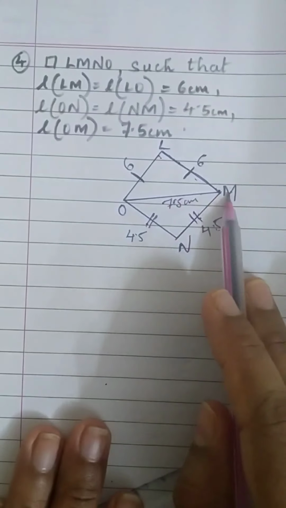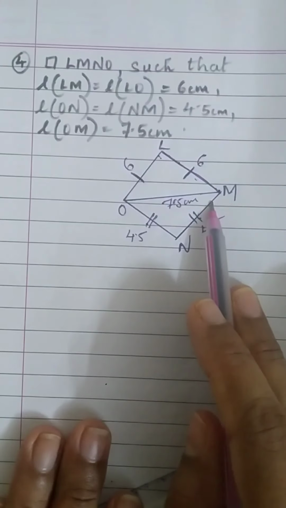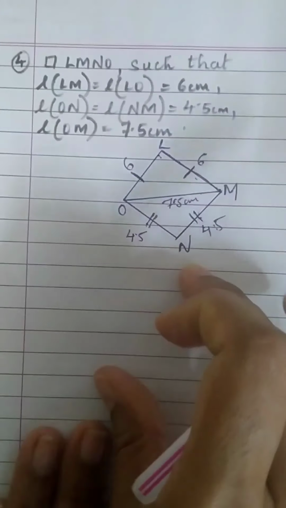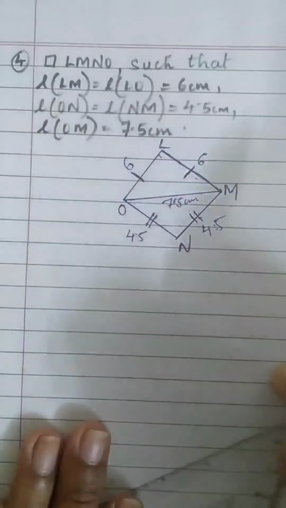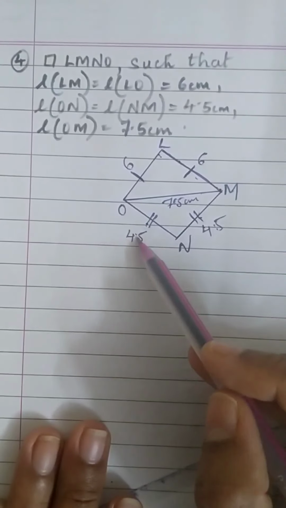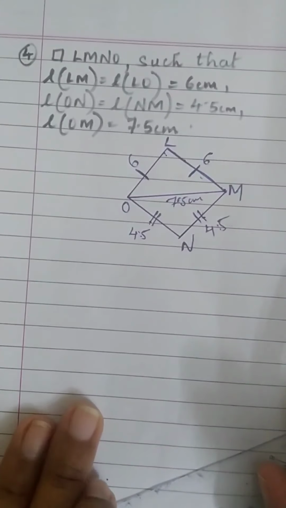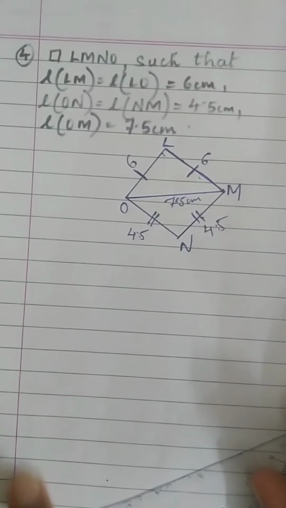Draw the base OM 7.5 centimeter. On your compass take 6 centimeter. Keep the compass on O, arc. M, arc. Join. Same way later on take 4.5, arc down. Join. Okay. So try it by yourself and then check it from me.